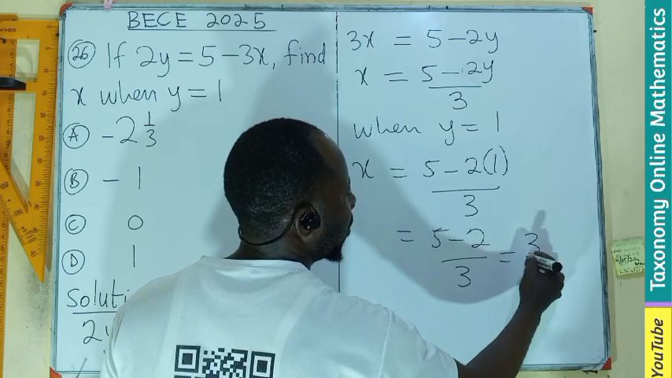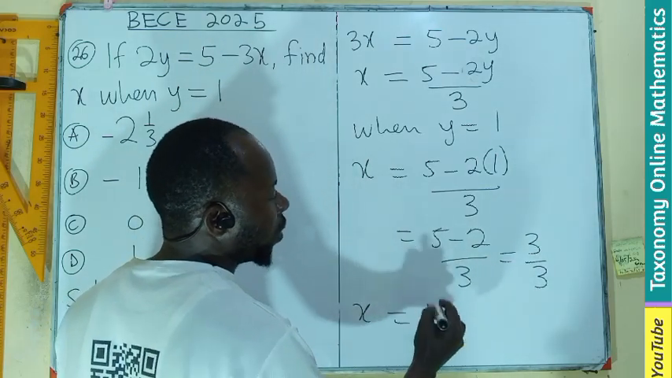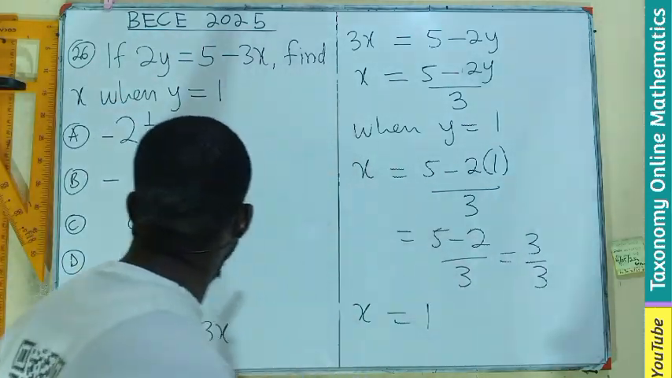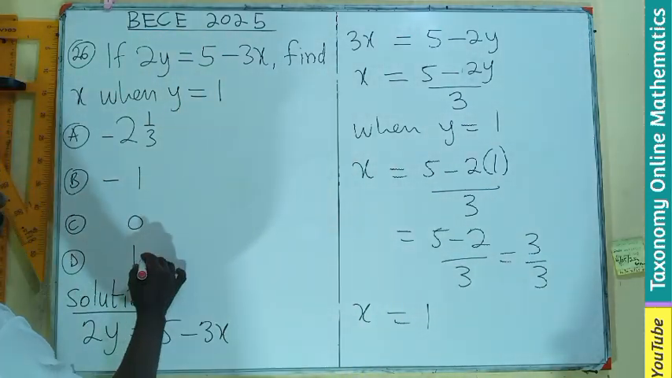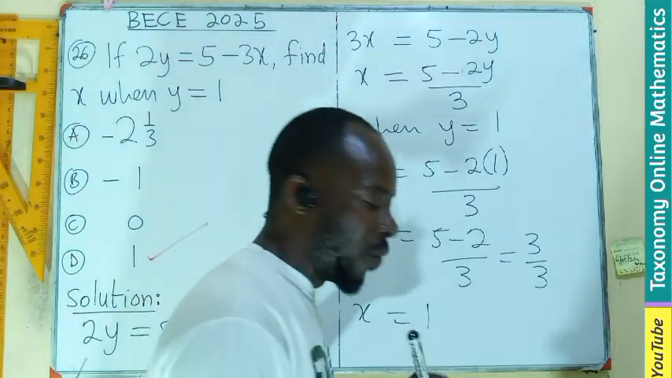This will give you 3 over 3. So x will also be equal to 1. So the value of x is 1. Let's check and see. We have 1 there, and this is also going to be option D.